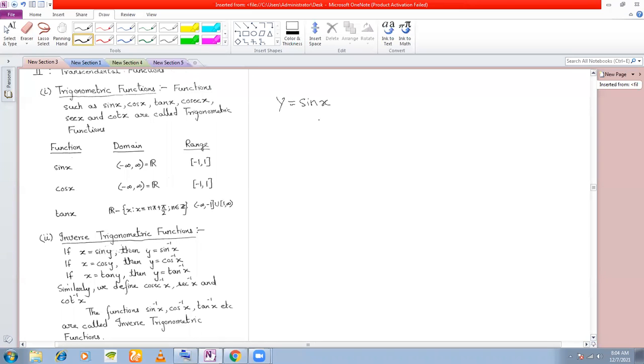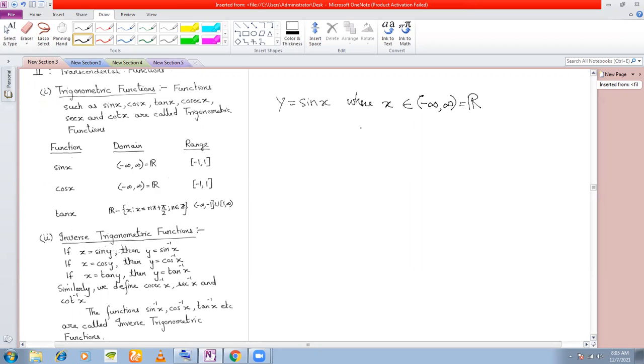So y is equal to sine x is a trigonometric function. And remember, for this to be a function, the domain of f must be minus infinity to infinity. Okay, always the set of real numbers. Domain can be any real number. Okay, you can take any value of the angle, right?